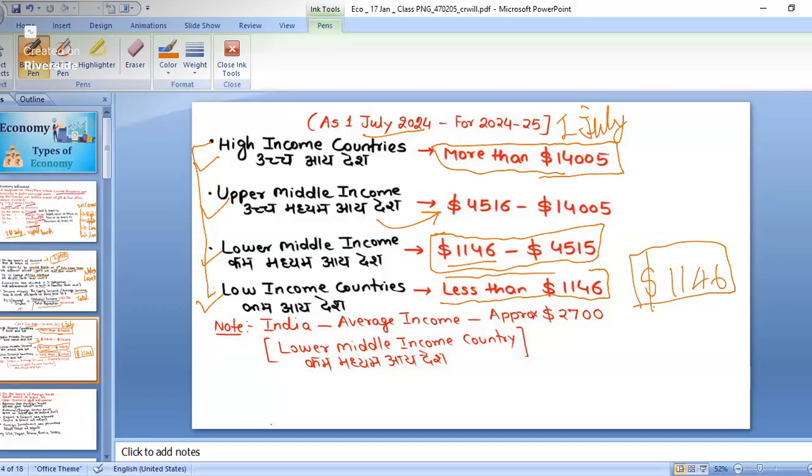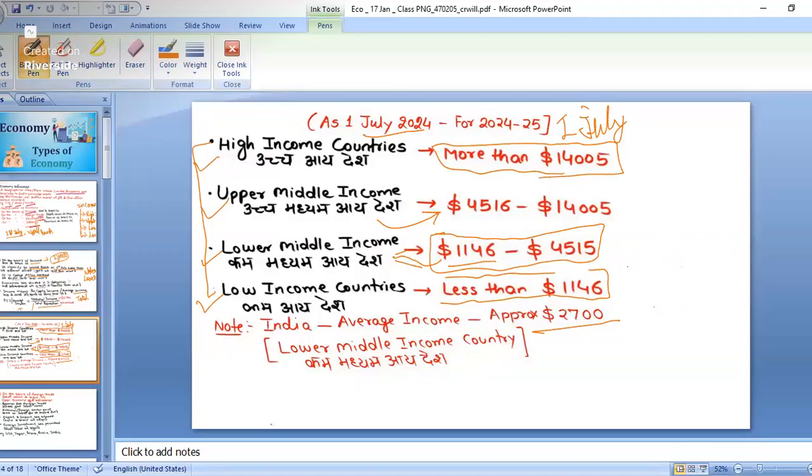Then if you see our country, India, the per capita income of India is how much? $2,700. So our country comes in the range of lower middle income countries. So what are all those lower middle income countries? We have India and all our neighborhoods. Most of our neighborhoods come under the lower middle income countries. Then what are all those other countries, and which income ranges do they fall in?